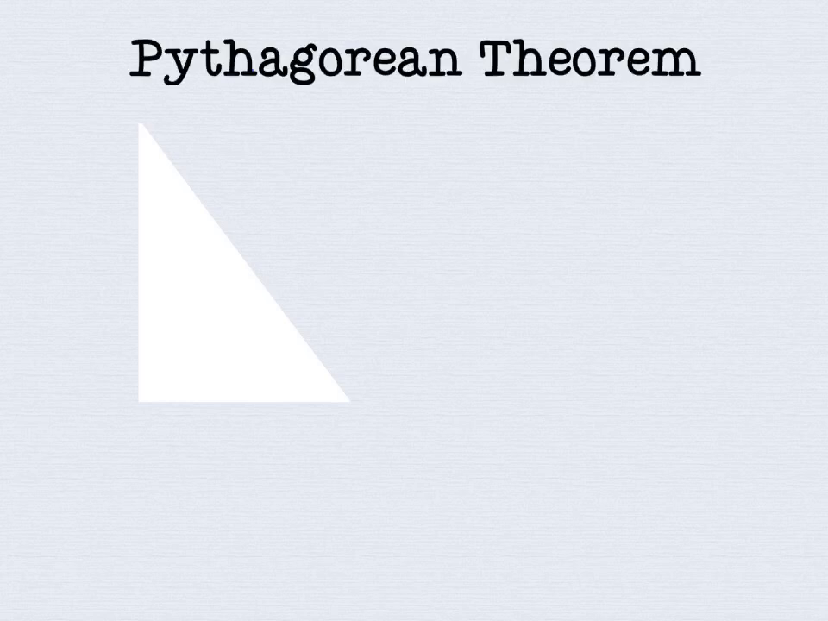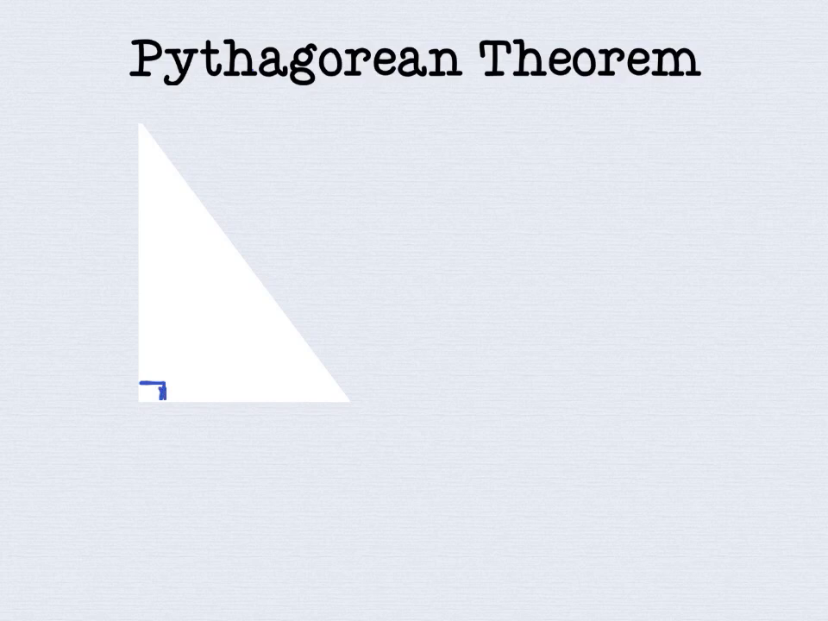Pythagorean theorem is basically a relationship between the three sides of a right-angled triangle. And you cannot use the Pythagorean theorem unless you have a right-angled triangle. So you want to be very careful to look for an indication that there is a 90-degree angle in the corner. Otherwise, it will not work.